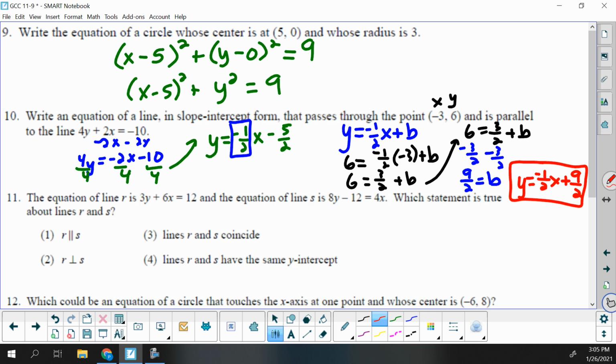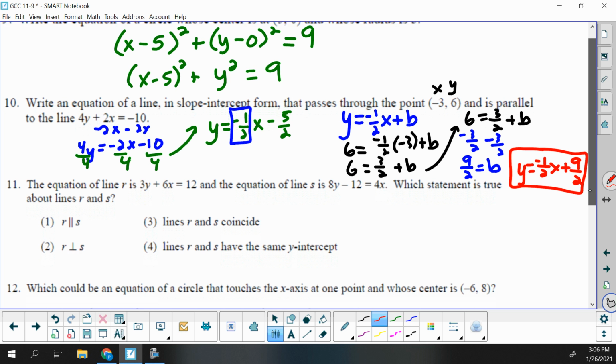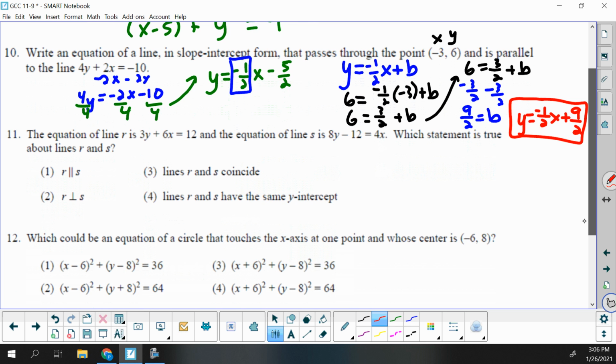If they had asked for perpendicular instead of parallel, we just would have had positive 2 over 1, or in other words, just 2, because we would have the flipped and negated slope.